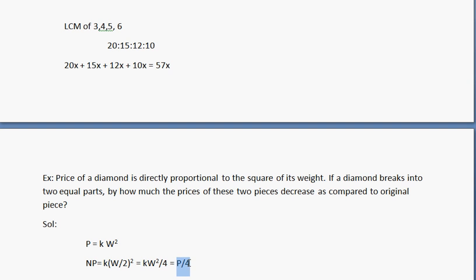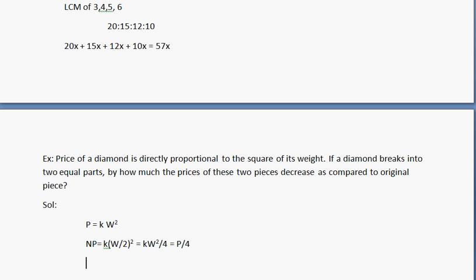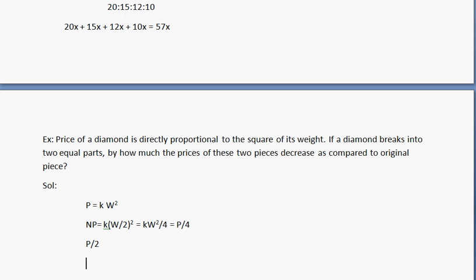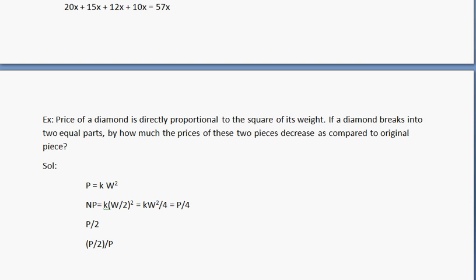We have two such pieces, so the total price of two such pieces would be P by 4 plus P by 4, which is P by 2. This is the new price of those two broken pieces. Original price was P, the final price was P by 2. So what is the ratio of the price? It is P by 2 by P, which is half. So the price has been halved, or it has become 50% of the original price.